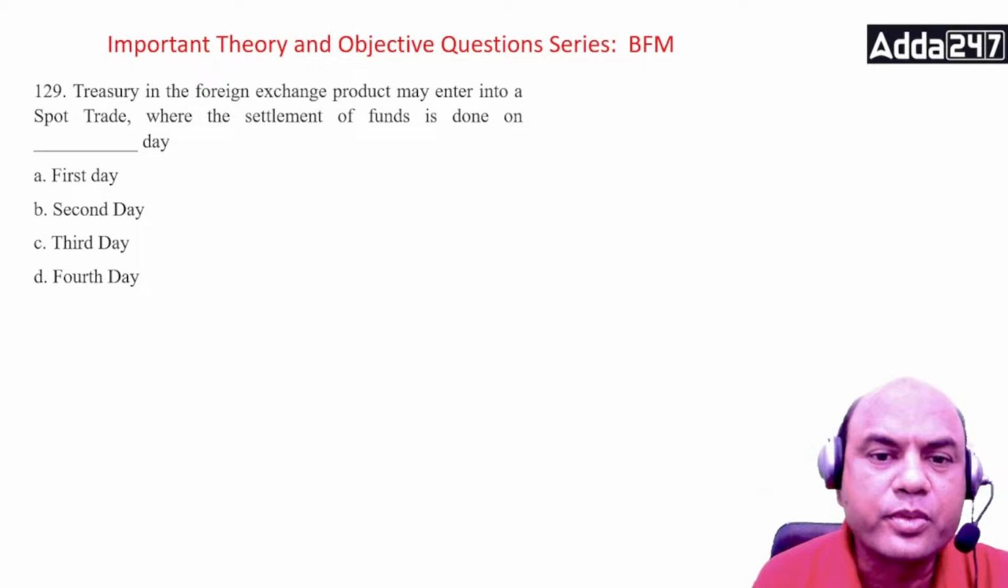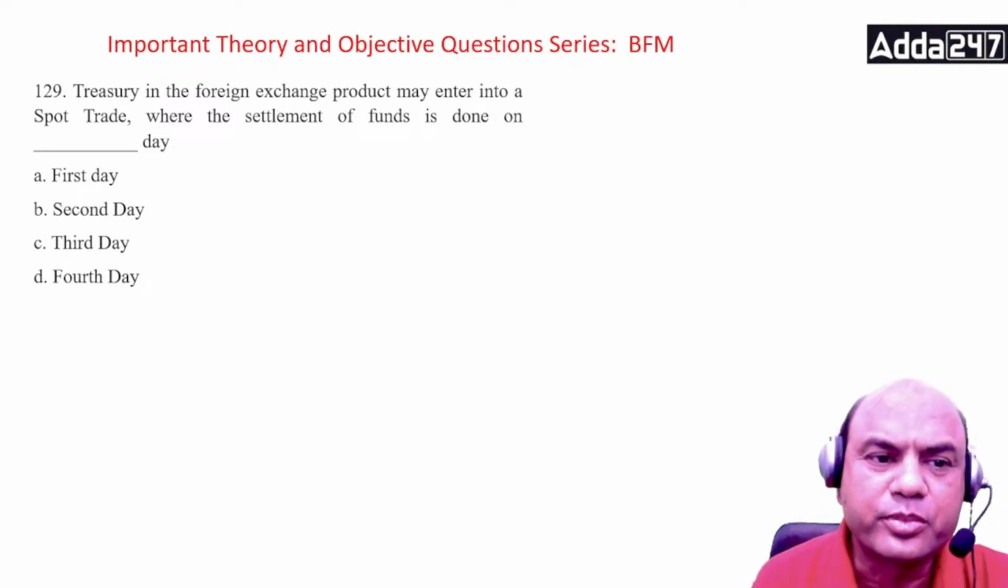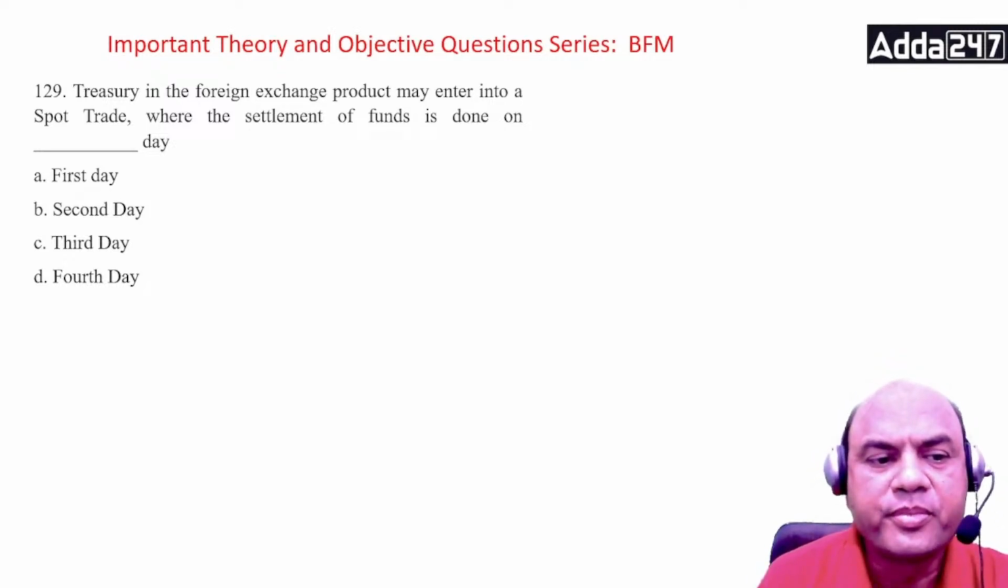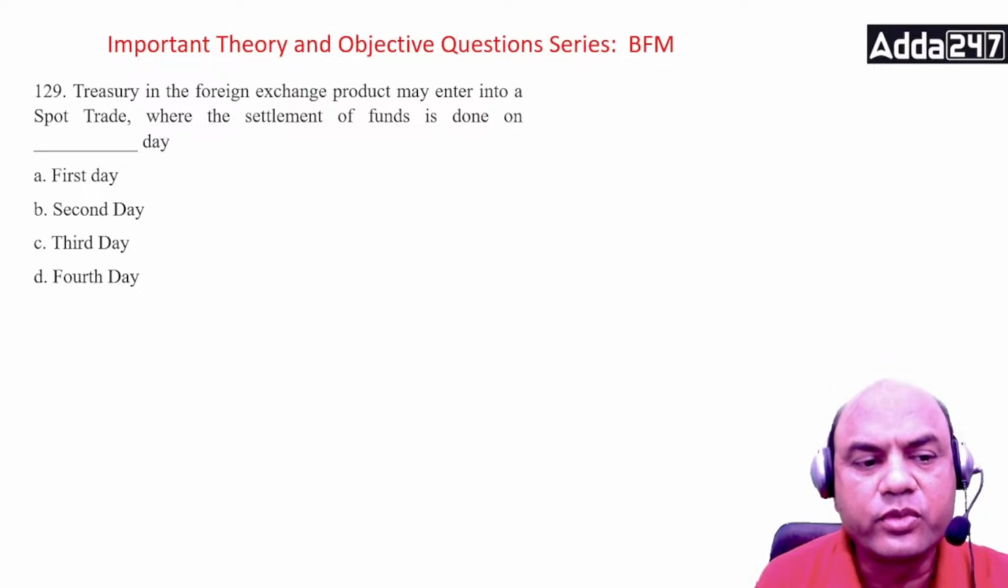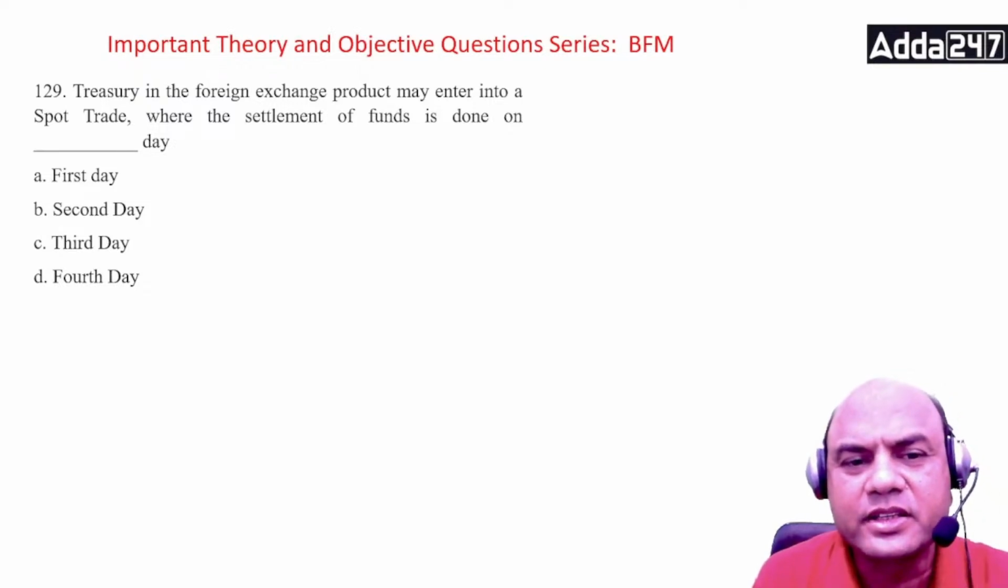Treasury in foreign exchange product may enter into a spot trade where the settlement of funds is done on dash day. Now, what spot trade are you talking of? First day, second day, third day and fourth day. Under spot, when is it done? Okay, let's carry on the basics again.